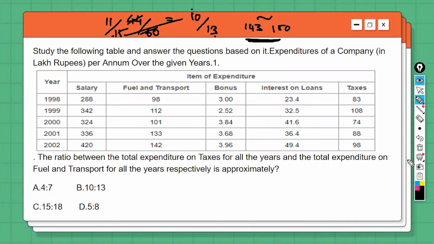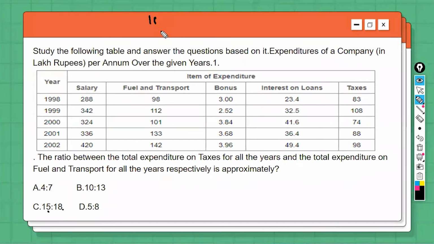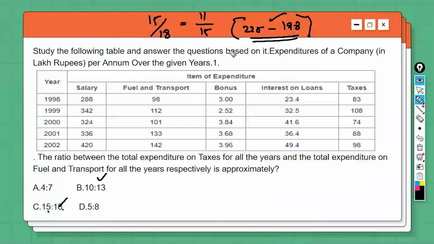And 15 by 18 equal to 11 by 15. If you multiply, you will get 225, and 18 into 11, you will get 198. So the difference is a little more. So this is the first closest, second closest, something like that. It will come. This way, wherever the difference is small, it will be very easy. It will be very, very easy for you to multiply numbers rather than dividing.